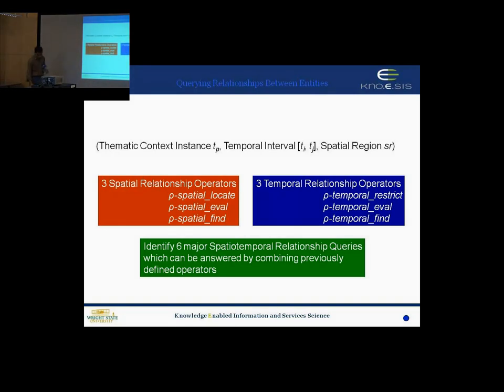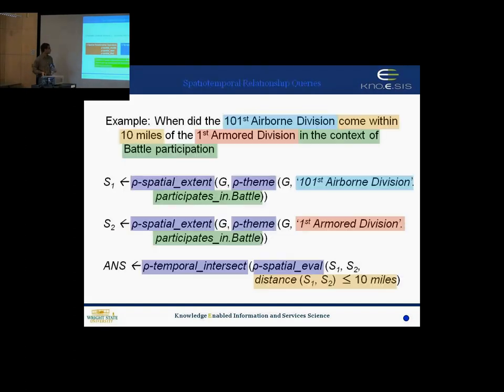So, like I said, the operators are in different kinds of domains. One is for spatial, then the other one is temporal. And spatial locate helps you in figuring out where a particular entity is located, then evaluating, like, are these two regions overlapping or are they completely distinct? That helps you with that. And similar kind of information is also available for temporal intervals. So this kind of gives the big picture of these intervals.